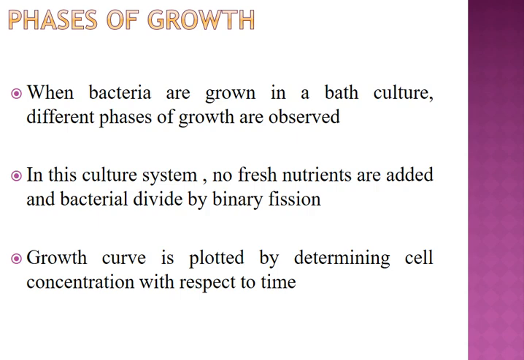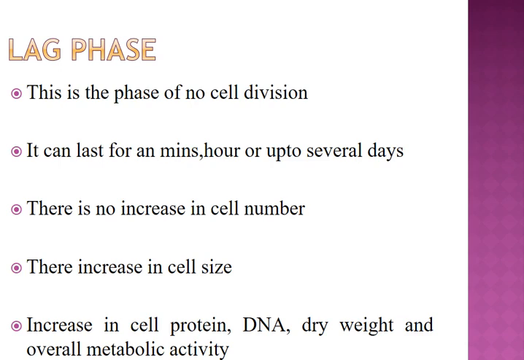So in this system, when bacteria are inoculated, they will go through different phases. And this growth curve is plotted by determining cell concentration with respect to time. So when we inoculate bacterial culture, they will multiply. The number of cells or cell concentration, when it is plotted with respect to time, is called a growth curve. Now we will study in detail the different phases during the bacterial growth curve or bacterial life cycle.